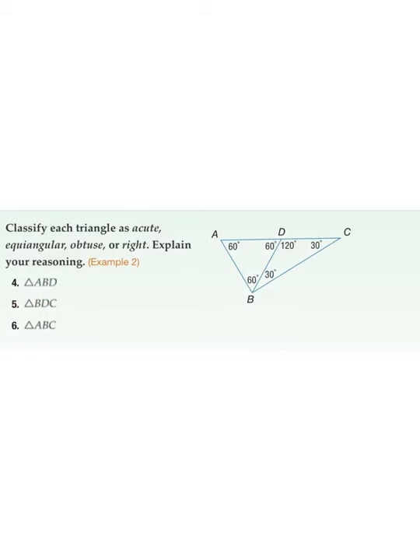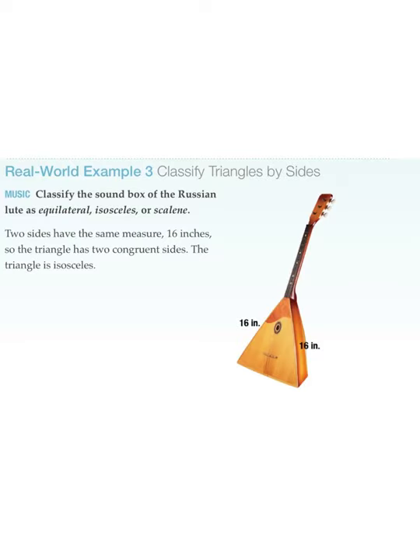Look at question number 4. It's talking about triangle ABD, which is this guy. As you can see, all three angles are 60 degrees, so they are equiangular. Boom, job done. Keep it simple. Classifying triangles by the sides, it's got to be either equilateral, isosceles or scalene.